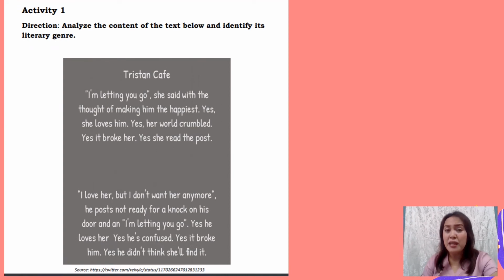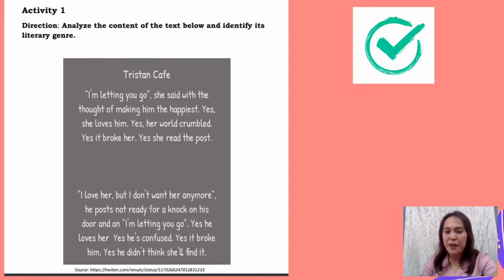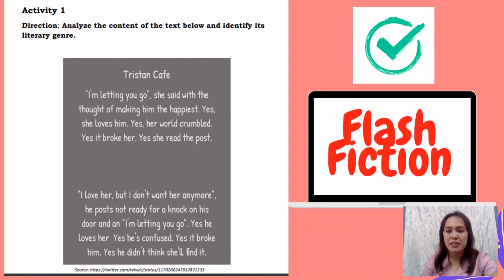Try to analyze closely the literary piece Tristan Cafe. Can you identify its literary genre? Clue: It is a modern literary genre. Among the 13 modern literary genres we have discussed, which could it be? As you recall the discussed genres, we can discern that Tristan Cafe is an example of flash fiction.